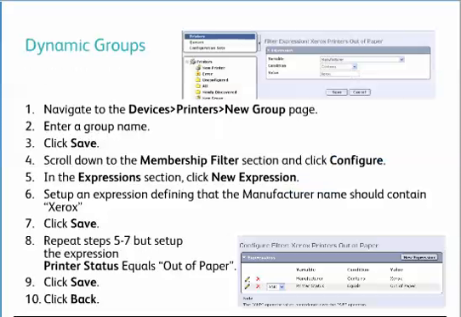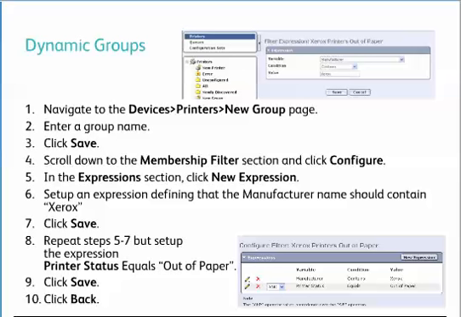CentreWare Web has the ability to create dynamic groups using filters and expressions. The example here shows the steps involved to create a group of printers that are out of paper. Your group will be displayed and will contain any Xerox printers out of paper that have been discovered.